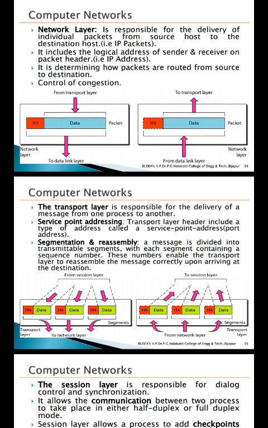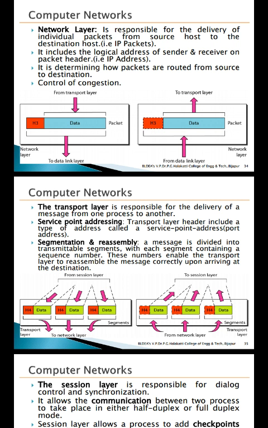Now, congestion control is also the job of the network layer, that is, the traffic should not jam. So the main job of the network layer is creation of the packets, assigning the logical address, that is the IP address of the source and the destination, routing of these packets, choosing the right route and the shortest route to reach the destination, and congestion control.